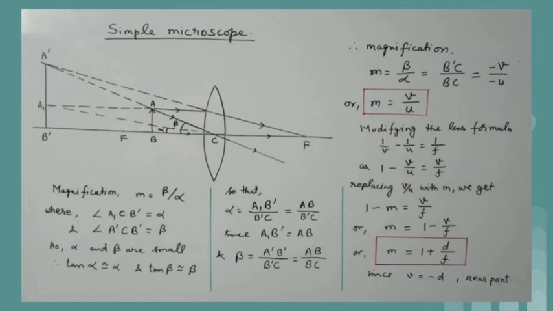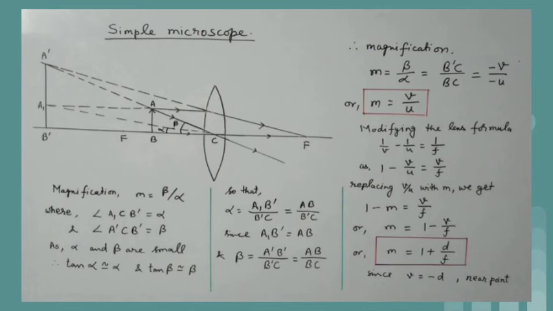You can see in the diagram, object AB is between focal length F and optical center C. The virtual, erect and magnified image A'B' is formed behind the object. Placing the eye close to the lens, the magnified image A'B' is seen at the distance of distinct vision.